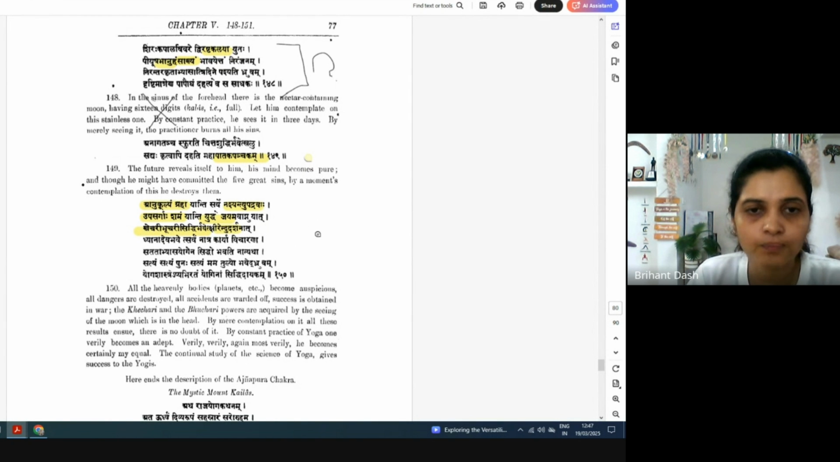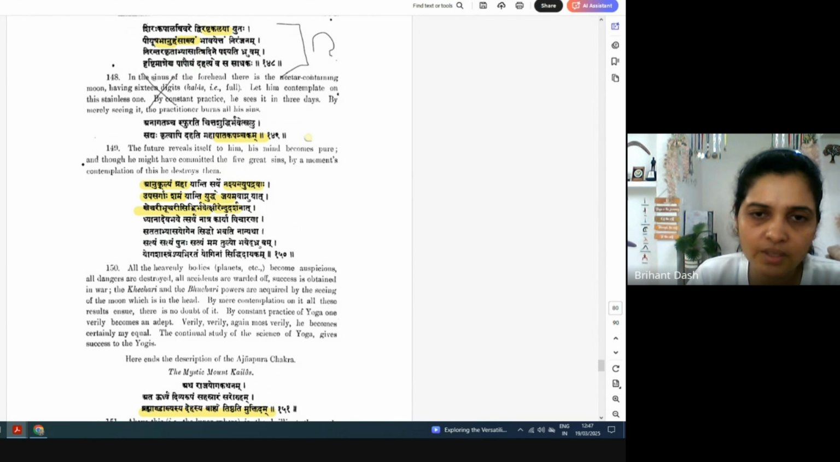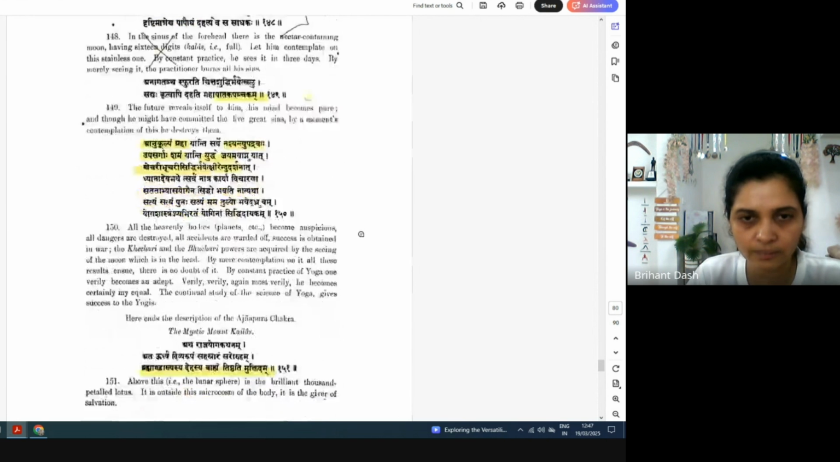Mahapap, they say. Then if you do the contemplation over the Sahasrar, all the Graha will become Anukul, all the disturbance in life, Updrava will become Shant, Upsarg will become Shant, you will win the war, Yuddha Jai, Bhuchari Siddhi, Kechari Siddhi, all this, which is not so important from the exam point of view, is given.